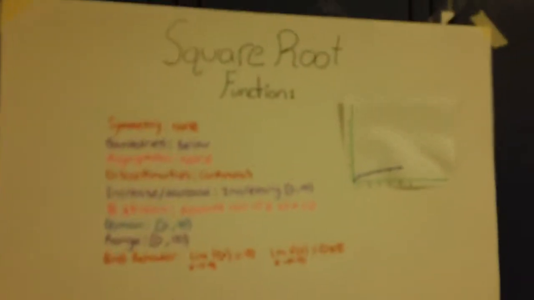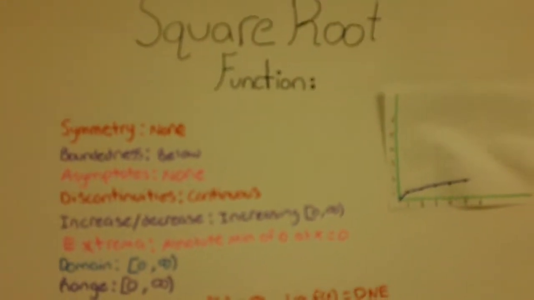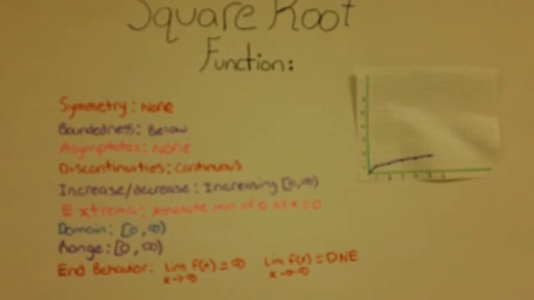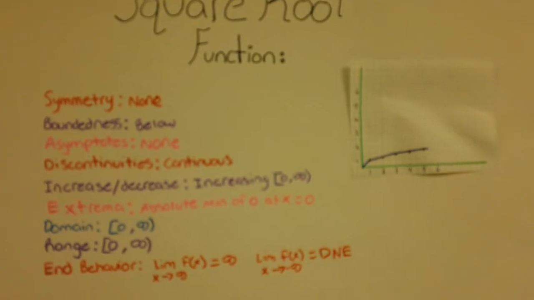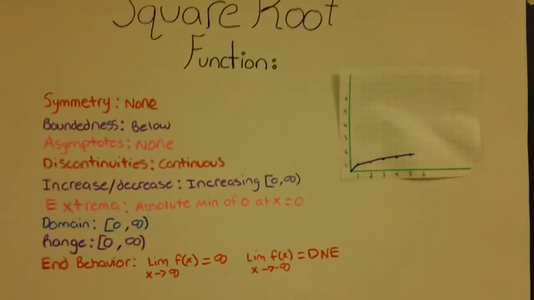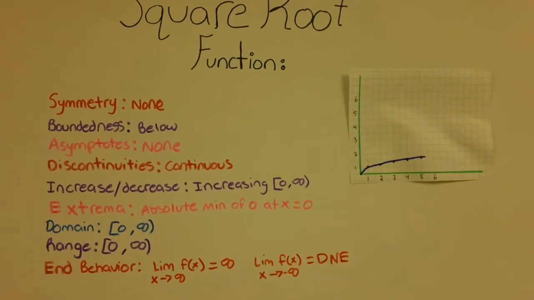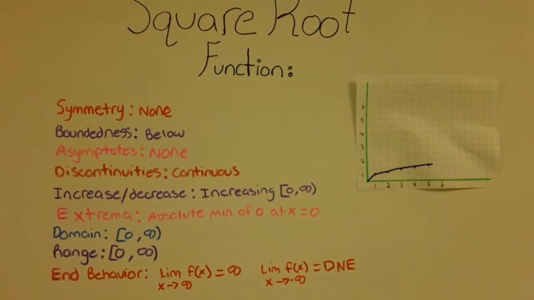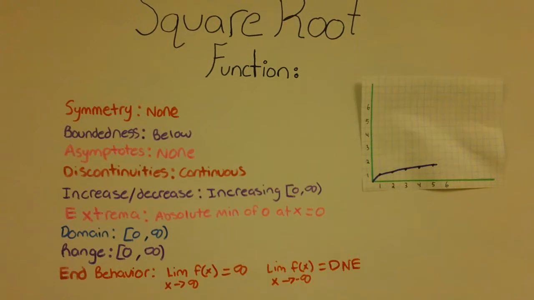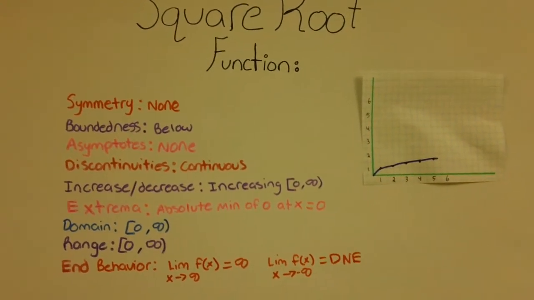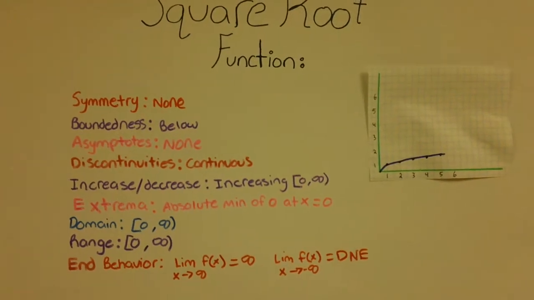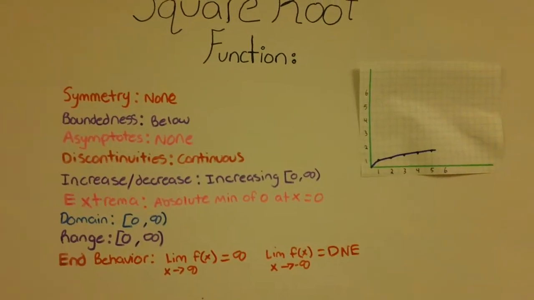Okay, so for the square root function, the symmetry is none, the boundedness is below, and the asymptotes are none, and the discontinuities are continuous, so it doesn't have one. And it increases at 0 to infinity, or 0 comma infinity, and the extremum is absolute min of 0 at x equals 0. The domain is 0 comma infinity, and the range is 0 comma infinity.